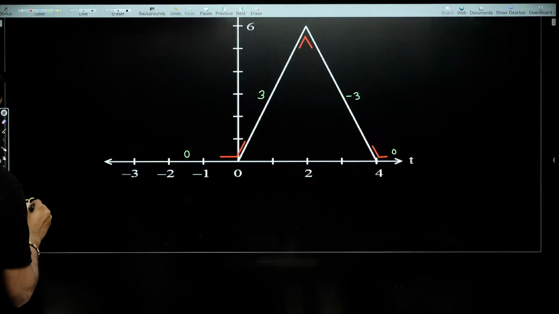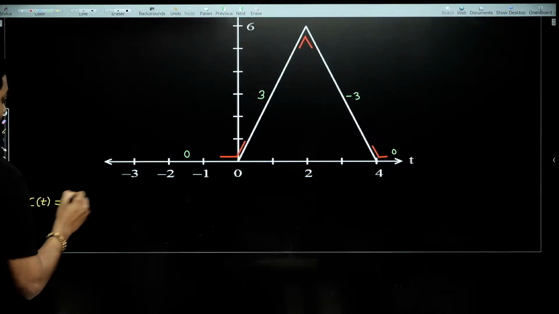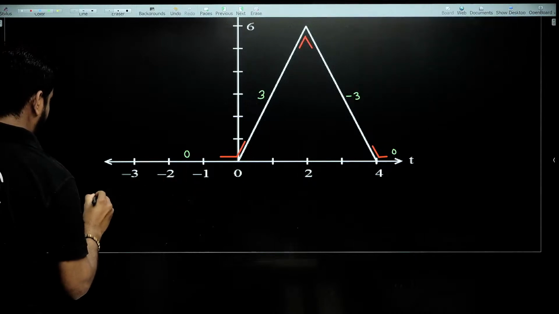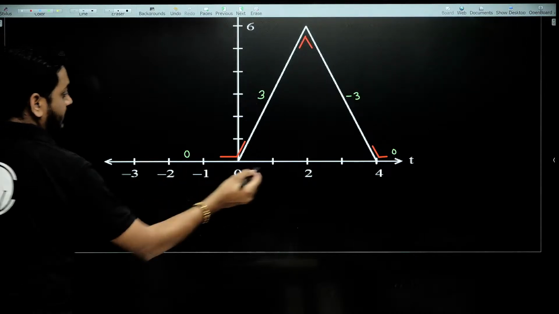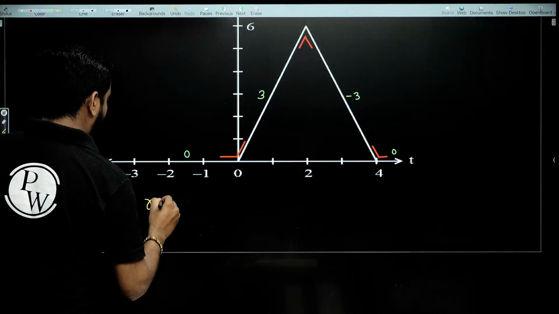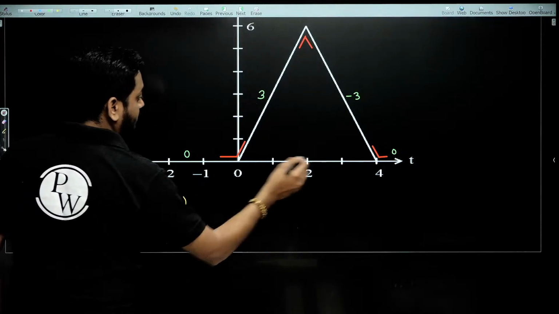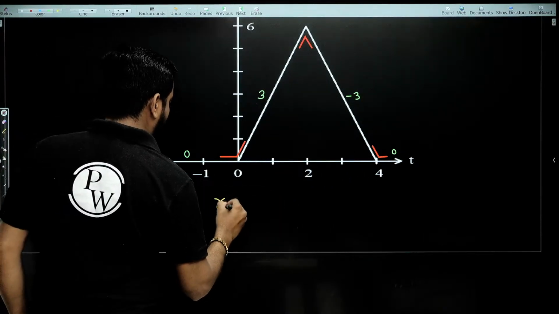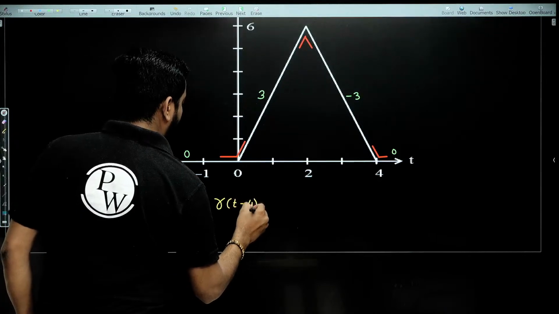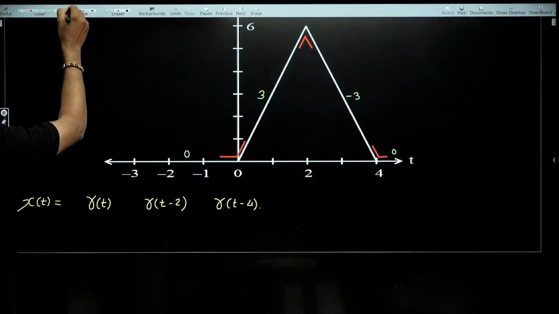So x of t: linear change at origin, that's why only ramp function. Here also linear change, so r of t minus 2. Only linear change, r of t minus 2. Correct? Now change in slope, guys.